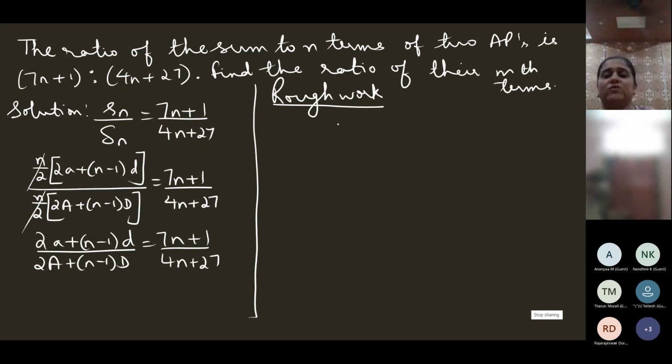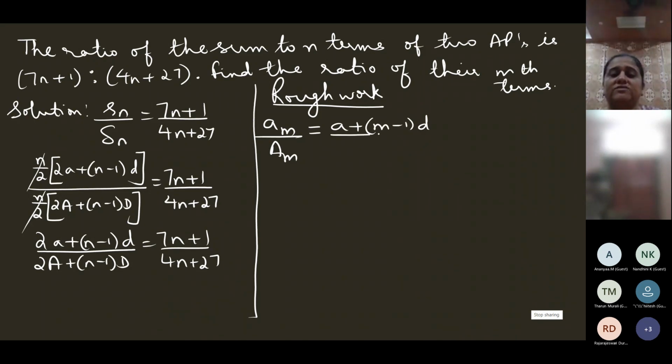What is it that we have to find? We have to find the ratio of their mth terms. That means you'll have to find Am by am, correct? Yes, ma'am. Now, what's the formula? How do you find the mth term? Nth term is a plus n minus 1 into d. So mth term will be a plus m minus 1 d.